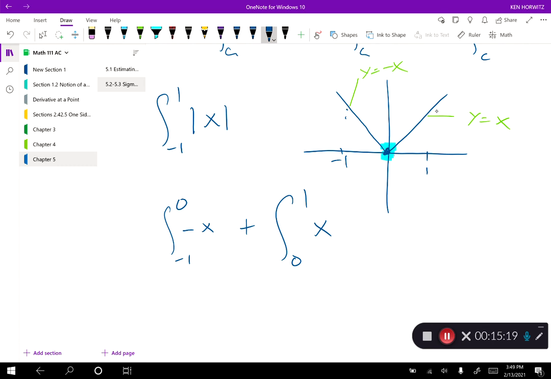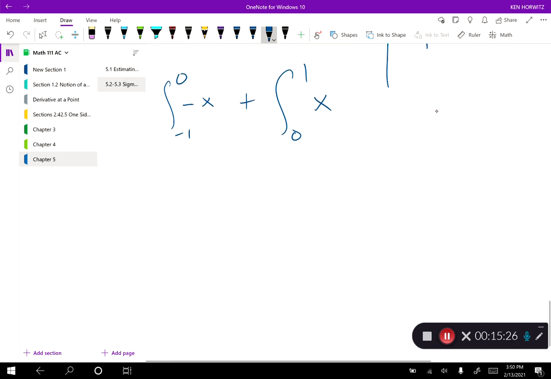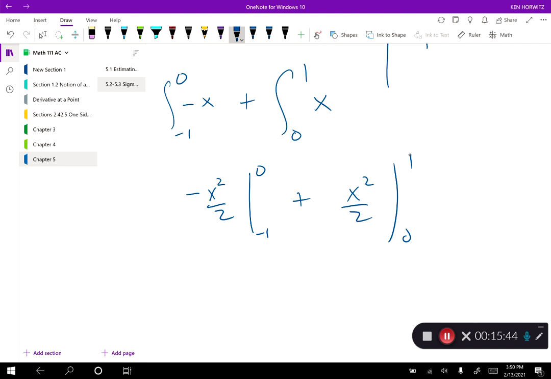Then you're doing the other one between 0 and 1. All right. So now the next thing we need to do is our antiderivative. The antiderivative of negative x is negative x squared over 2, from -1 to 0. And I'm going to add that to x squared over 2 from 0 to 1. All right, so let's do our first fundamental theorem.